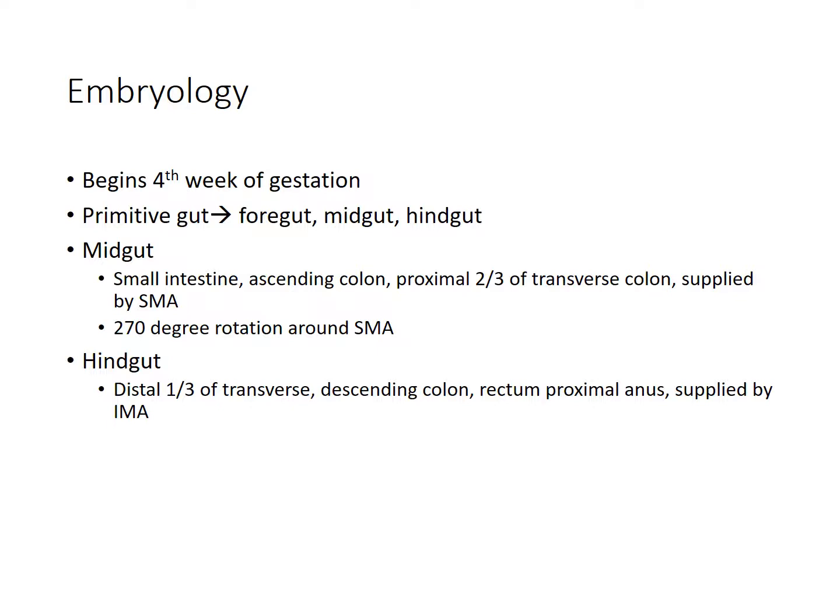Your midgut goes into small intestine, the ascending colon, and the proximal 2/3 of the transverse colon. It makes that 270-degree rotation around the SMA. It happens around week 6. Its blood supply is from the SMA.